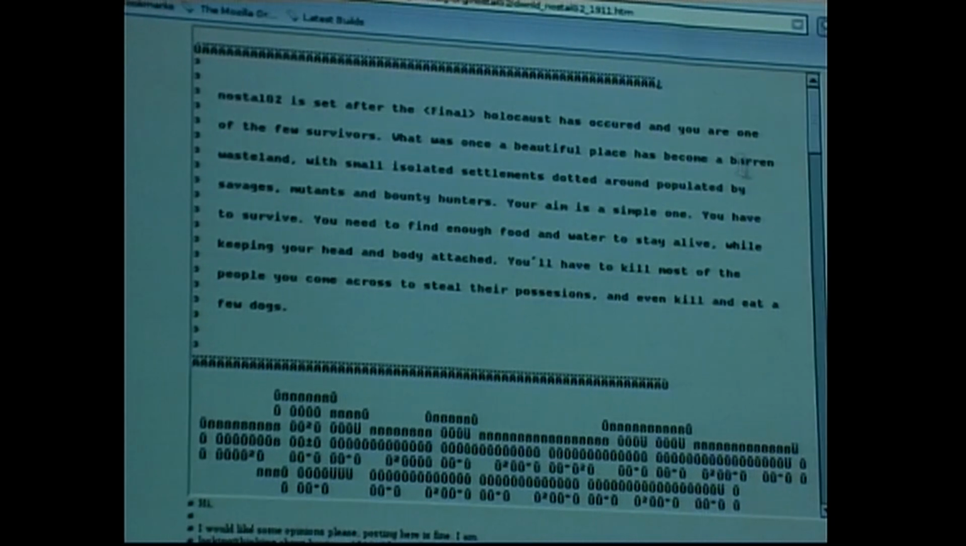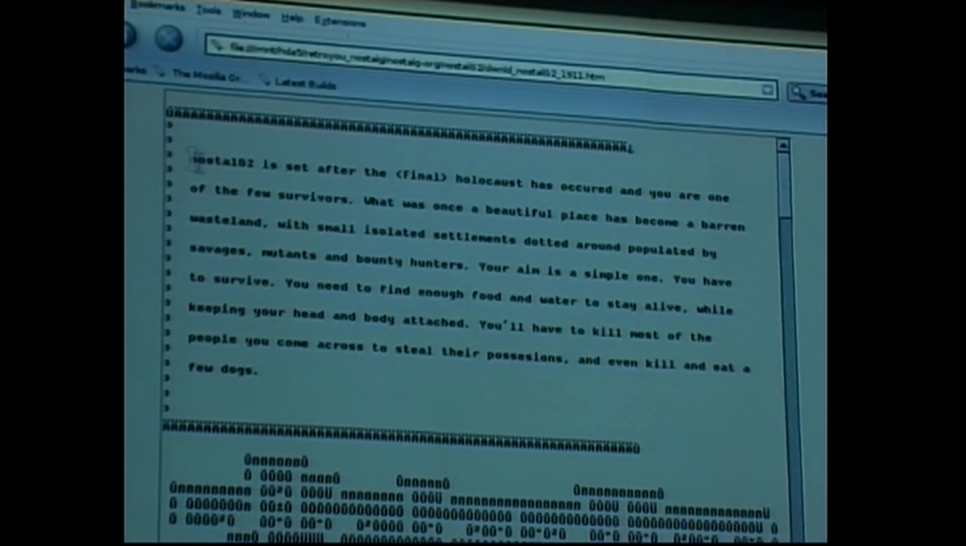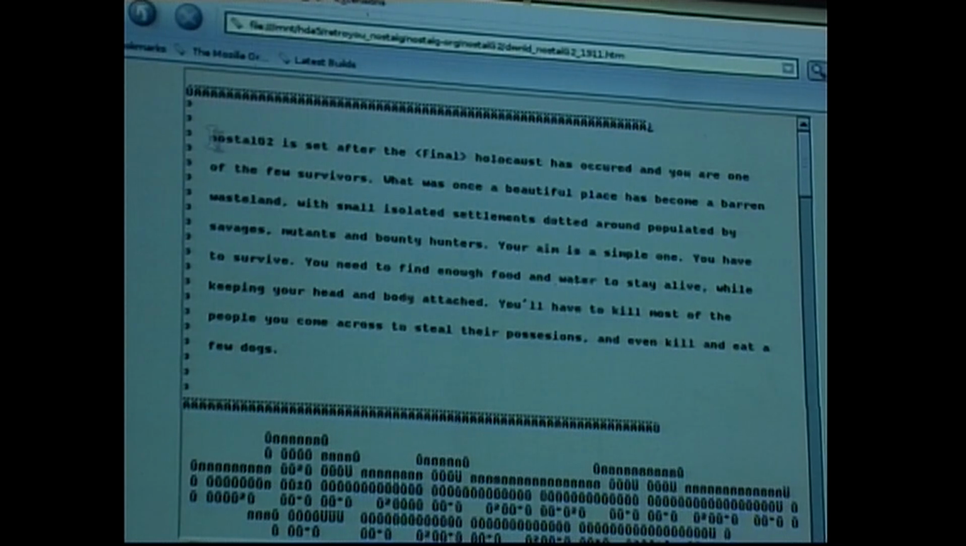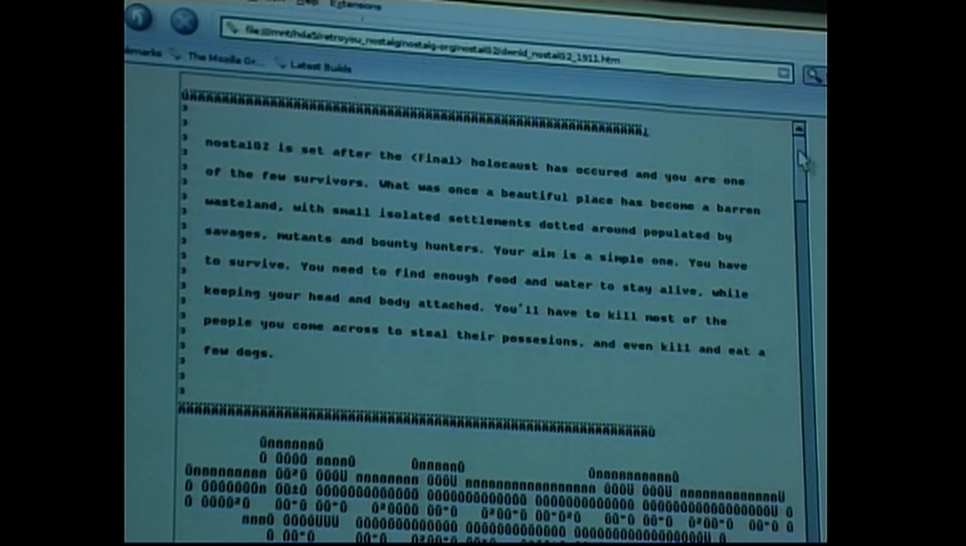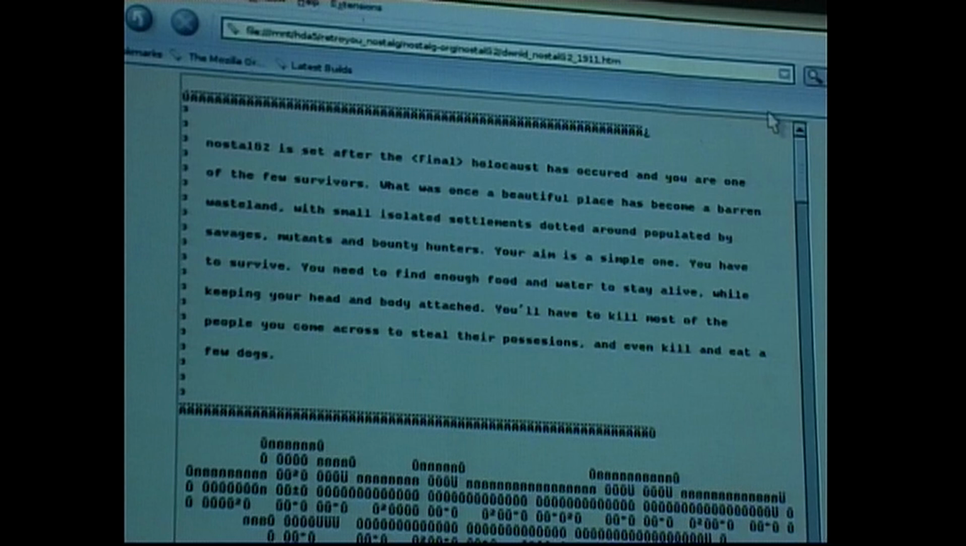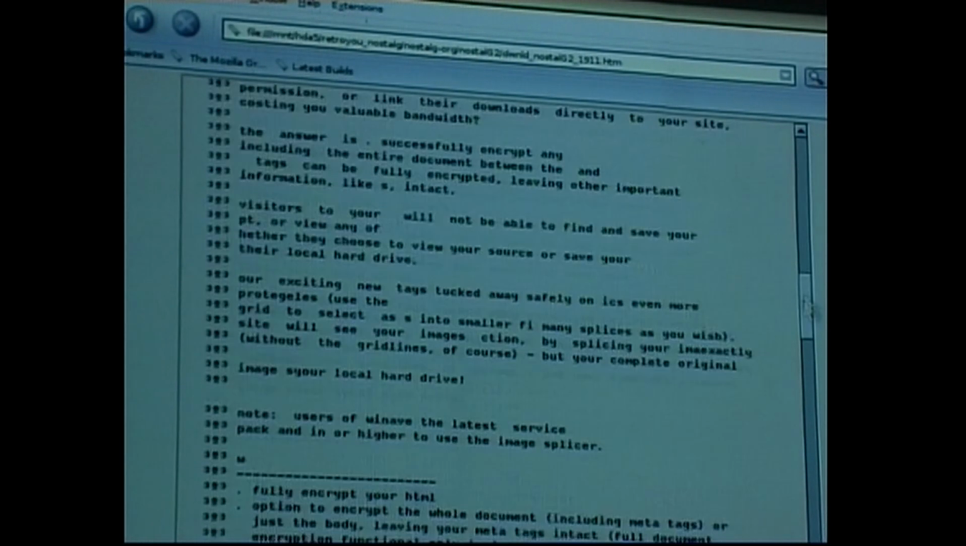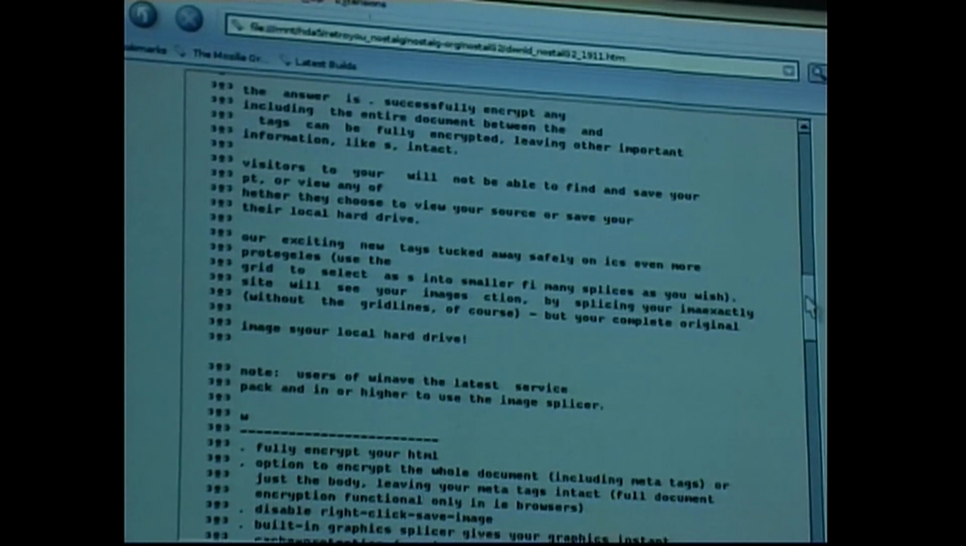The next program I made for the series was called nostalG2 1911, which basically is a small console program which is really colorful. Well, it starts with a very dark conspiracy story, like a science fiction story, which is made out of newsgroup postings, and it's telling the story of the end of the world, the apocalypse.